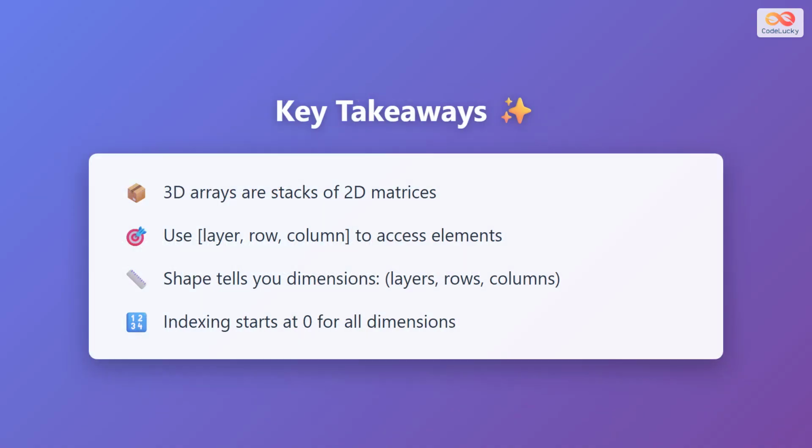Let's recap the key concepts. Three-dimensional arrays are stacks of two-dimensional matrices. You access elements using the syntax layer, row, column. The shape tells you the dimensions in the order layers, rows, columns. And remember, indexing starts at 0 for all dimensions. With these fundamentals, you're ready to work with three-dimensional arrays in NumPy.